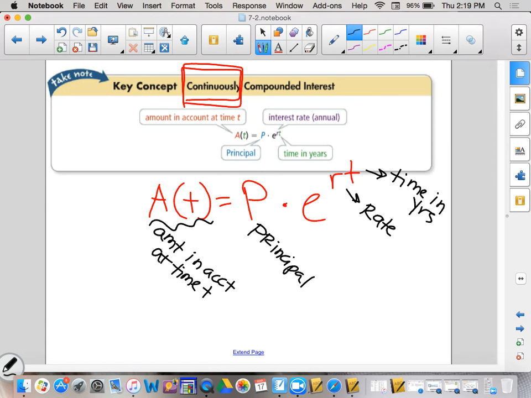So this one works just like last class period's problems. Pull the information out, throw it into the equation, solve it. Okay? So let's look at one.